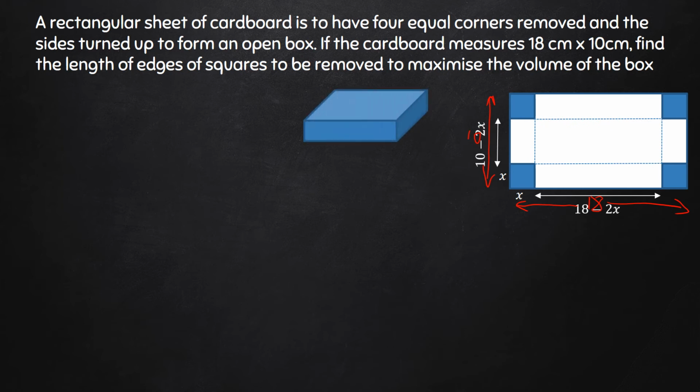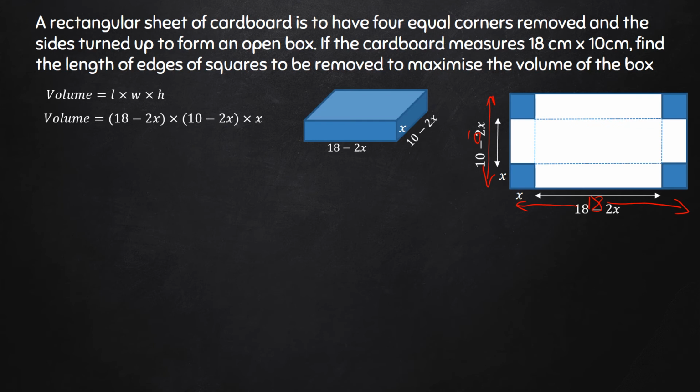So we need to write an equation. That's just it folded up. So the front of it's going to be 18 minus 2x. The height of it is x. And our width of it is going to be 10 minus 2x. Our volume is our length times width times height. And so we can just times all of those together.